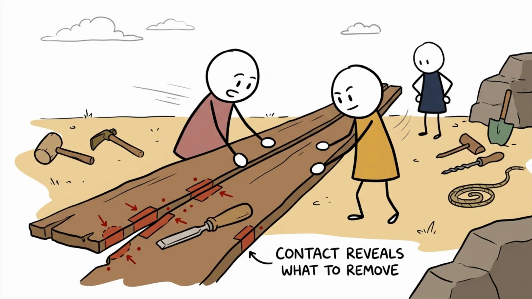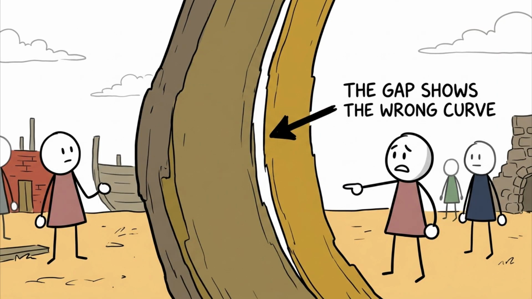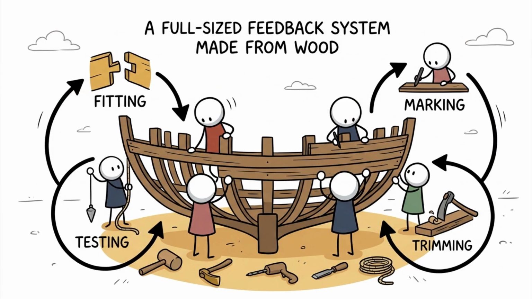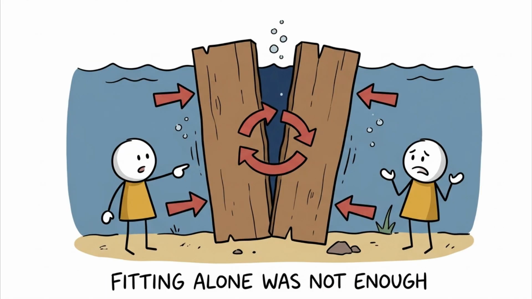Every contact surface tells the builder where material must be removed. Every gap reveals where the curve is still wrong. The object continuously reports its own errors during construction. The shipyard becomes a full-sized feedback system made from wood. But fitting planks side by side was not enough for a large seagoing hull.